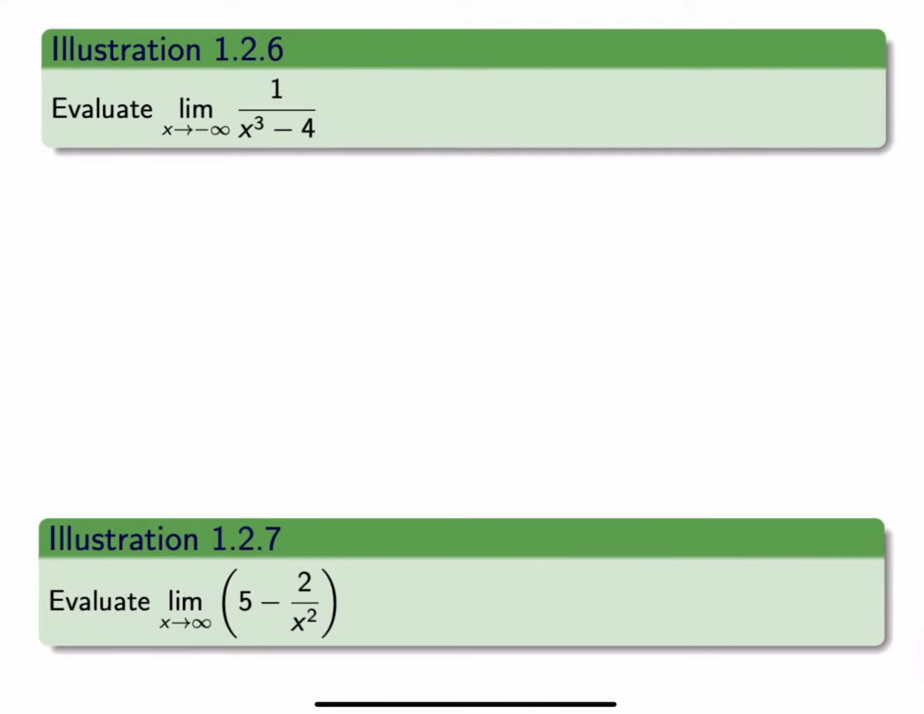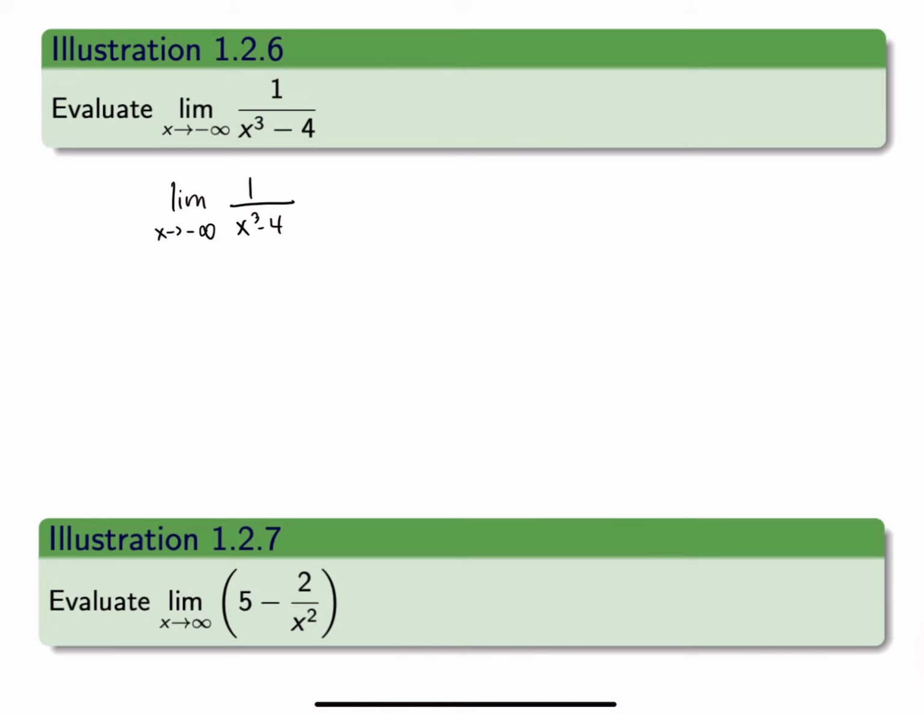So for us to understand the logic behind the previous theorem, let's look at a few illustrations. For our first item, we want to evaluate the limit of 1 over x cubed minus 4 as x approaches negative infinity.